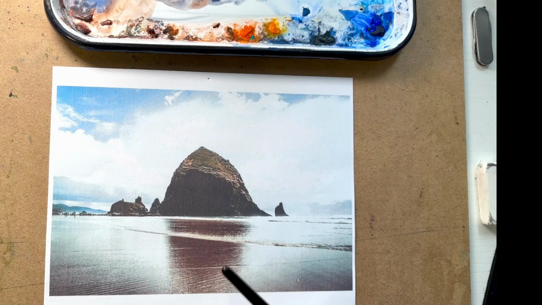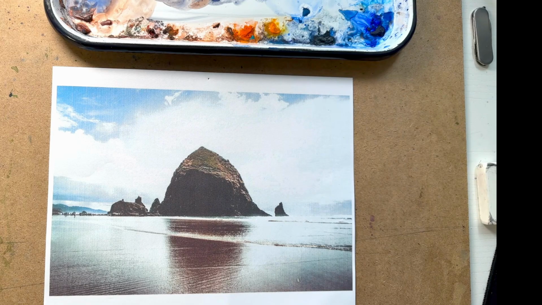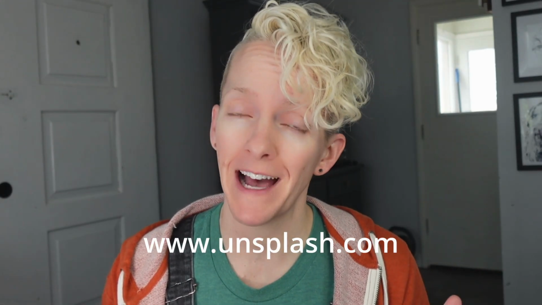Today I'm painting a picture of Haystack Rock. You don't know what that is? Let me show you. So here's a picture of Haystack Rock. That is a haystack. And so is that. And so is that. Starting to see a theme. Haystack, Haystack Rock. Okay, enough of that. Things I really loved about this picture that I got from unsplash.com.